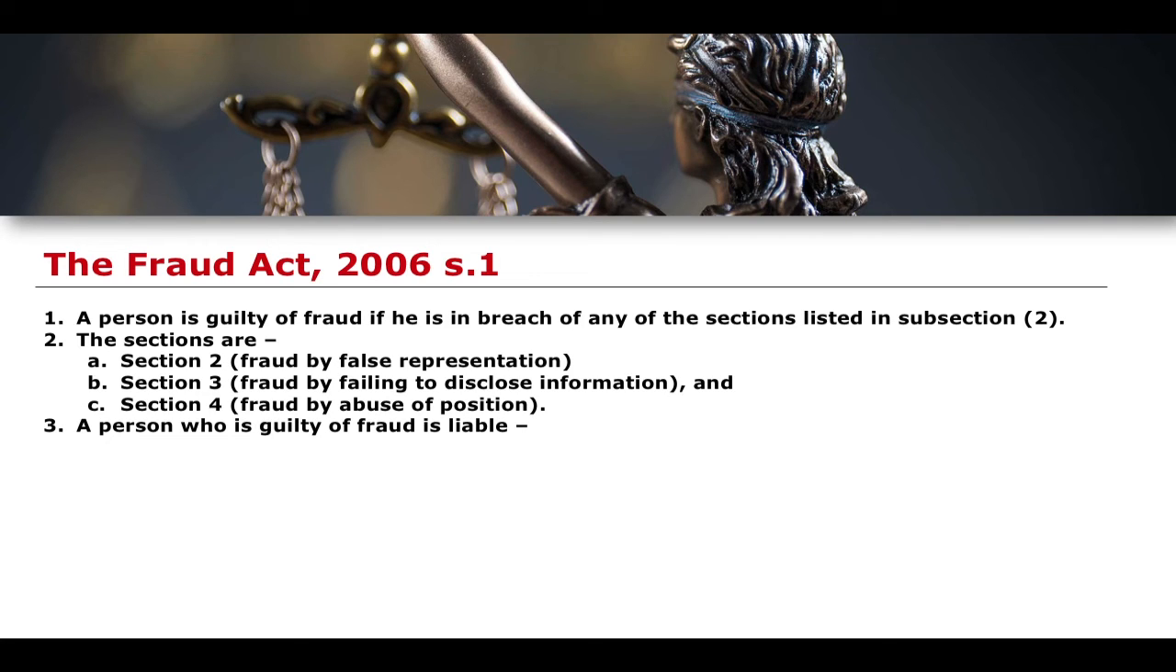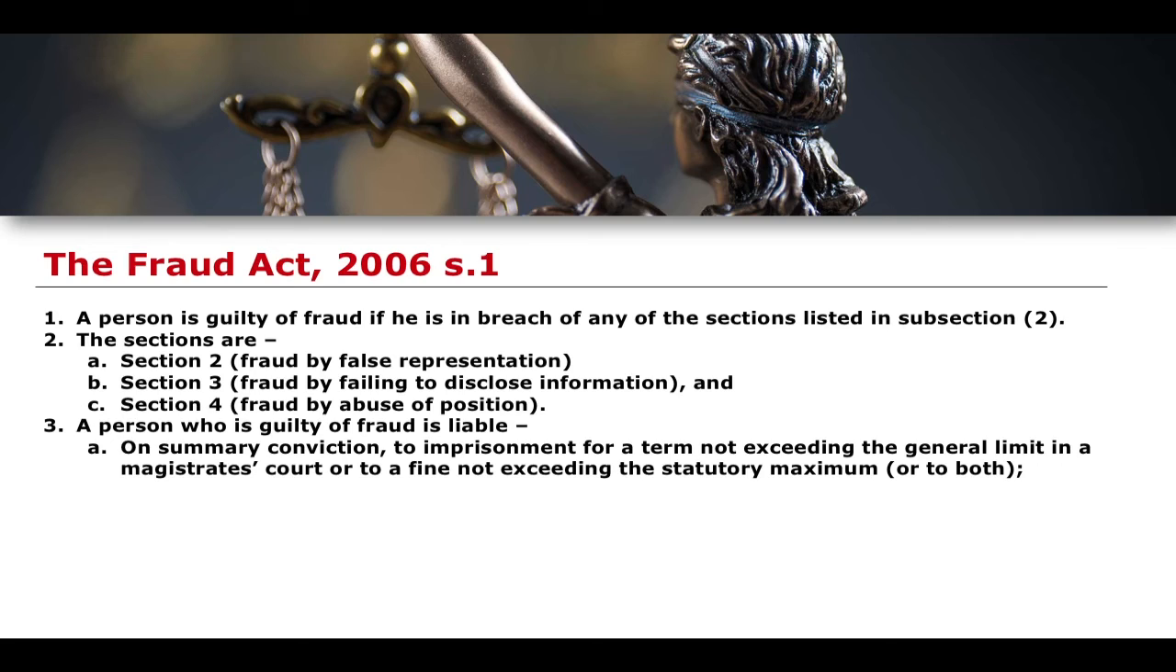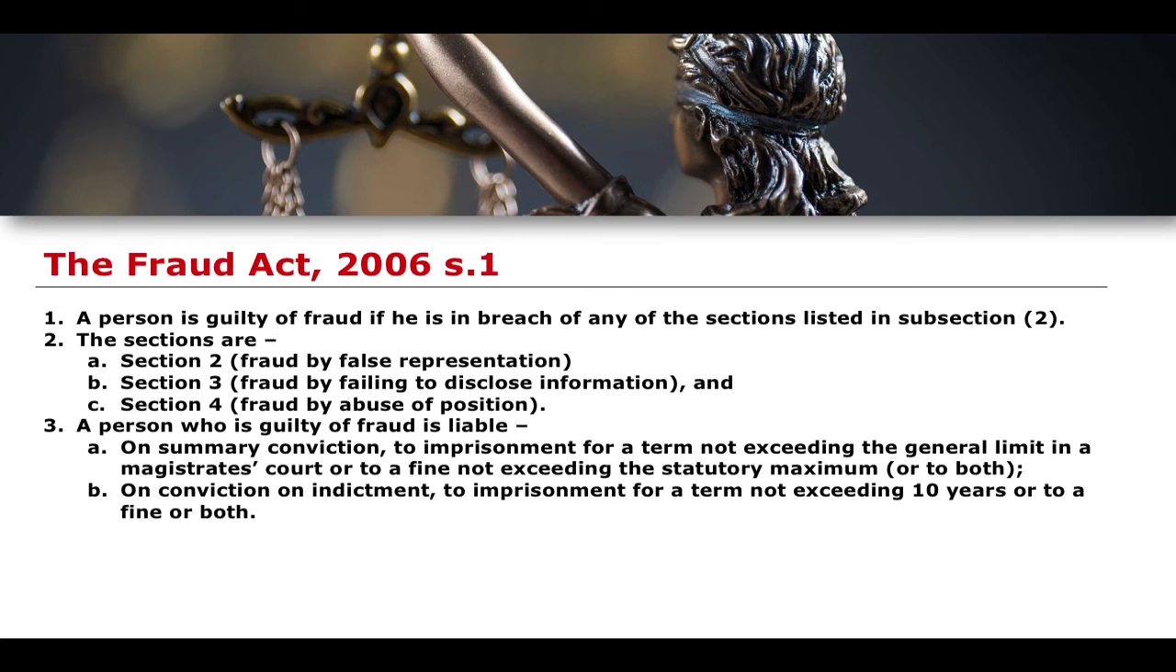A person who is guilty of fraud is liable on summary conviction to imprisonment for a term not exceeding the general limit in a magistrate's court, or to a fine not exceeding the statutory maximum, or both. But they could also be convicted on indictment, which is obviously a little bit more serious, and on conviction on indictment to imprisonment for a term not exceeding 10 years, or to a fine, or to both.